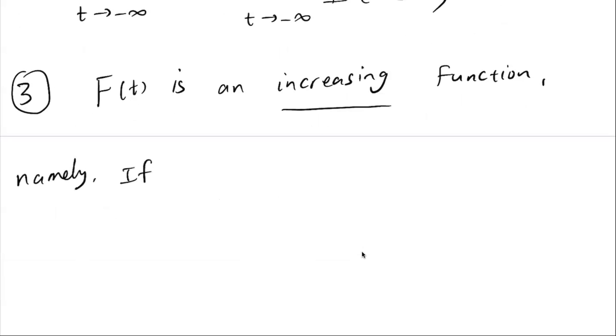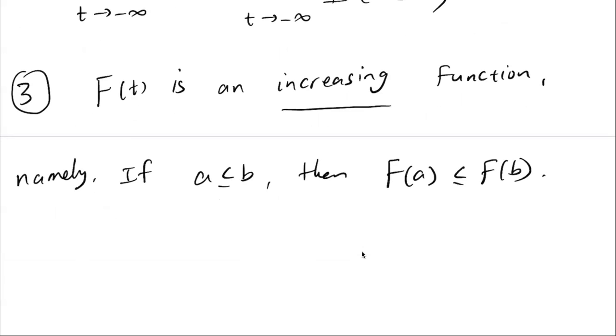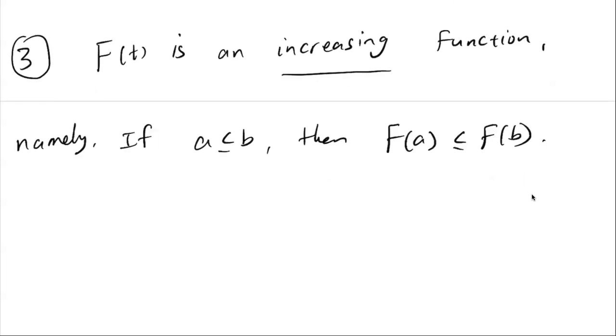if A is less than or equal to B, then we can say that capital F of A is less than or equal to capital F of B. So this is the meaning of increasing function. Increasing function means as you increase the inputs, the outputs also increase. So as we increase the inputs from A to B, the output increases from F of A to F of B. And how can we prove this property?